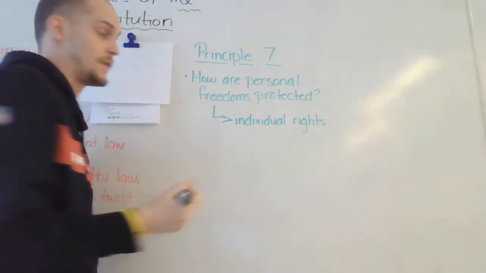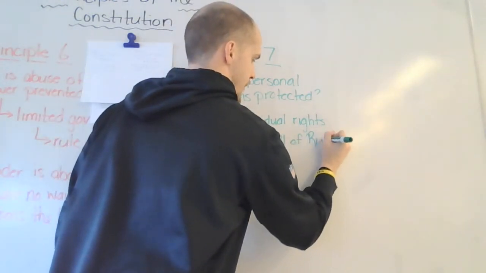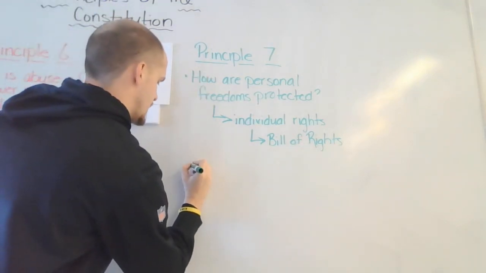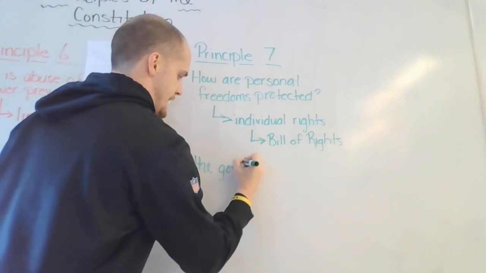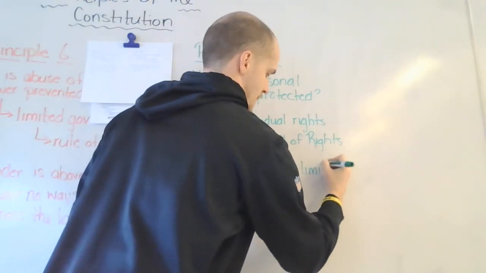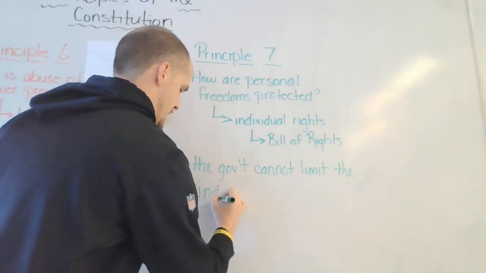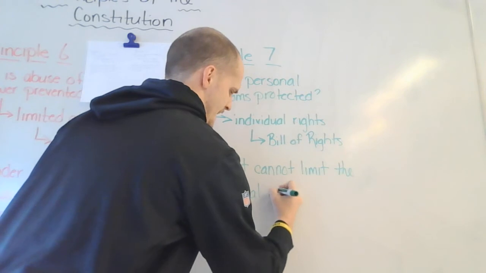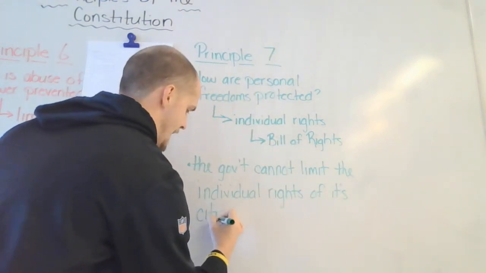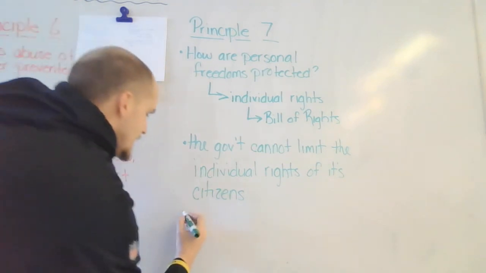And that began with the Bill of Rights. The Bill of Rights was just the beginning. So what Principle 7 says is that the government cannot limit the individual rights of its citizens. And in fact, over time, the Constitution has been amended to add more rights.